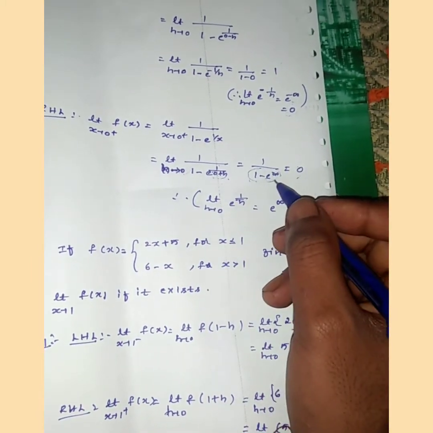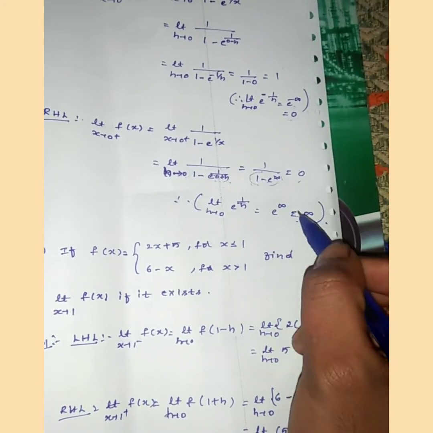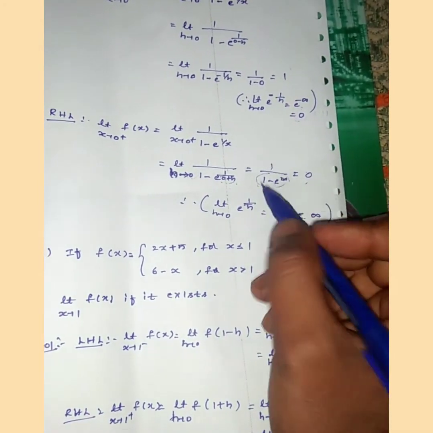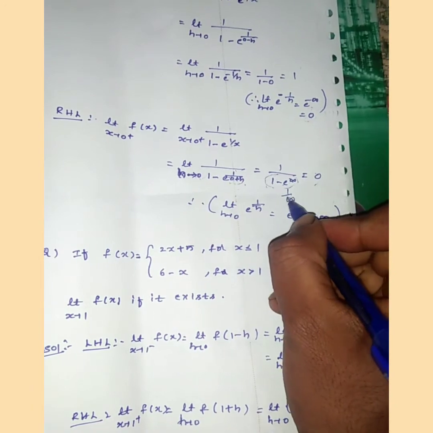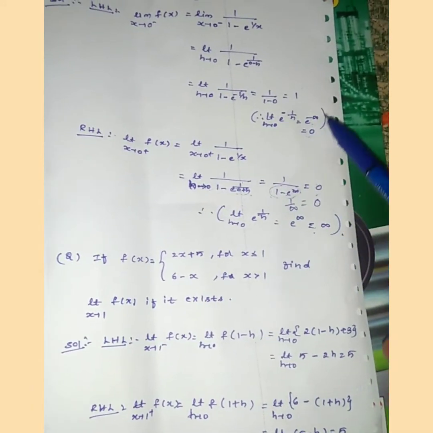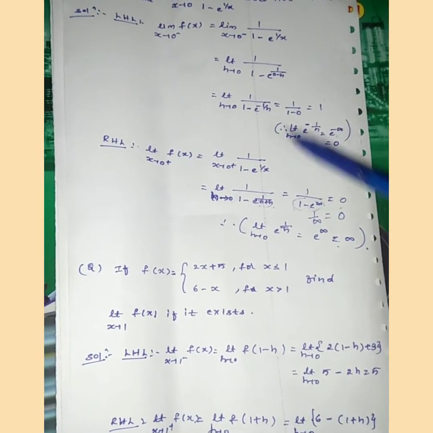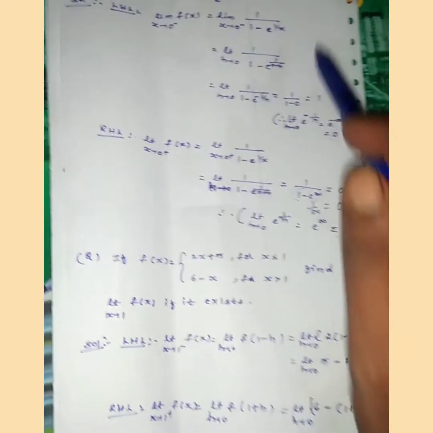Subtracting any value from infinity, we get again infinity, therefore 1 by infinity value gives 0. Therefore we see that the limits are not equal, so the limit does not exist.